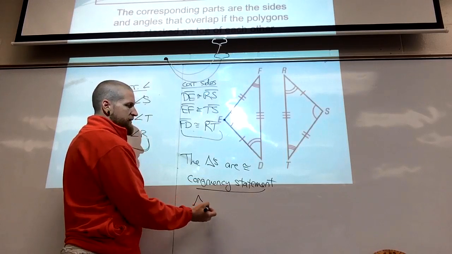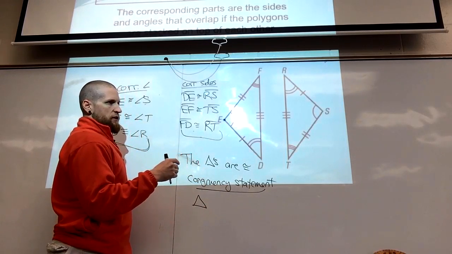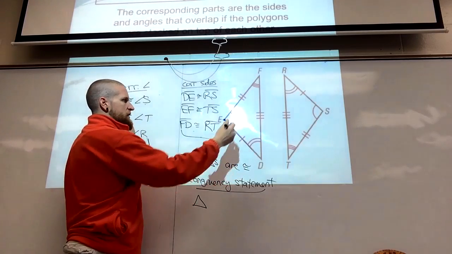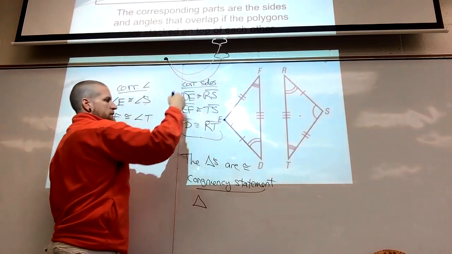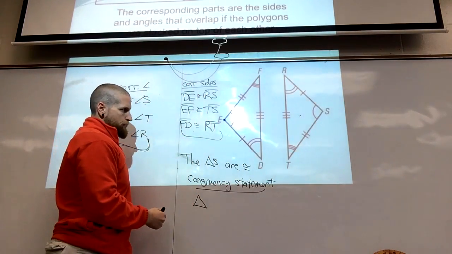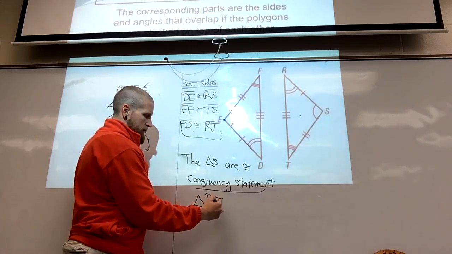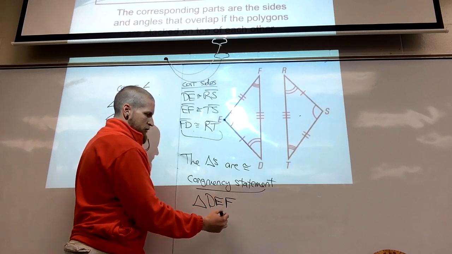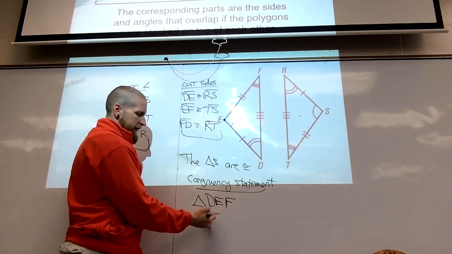The order you write the letters matters a little bit, especially the second triangle you write. So if I was to say this triangle right here is congruent to this one because of all this stuff I did over here, I can start with DEF, that's fine. So a congruency statement is you start with one of the shapes and write out the letters.